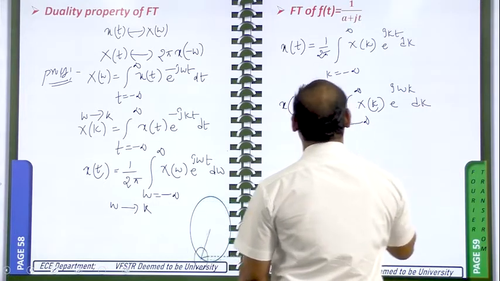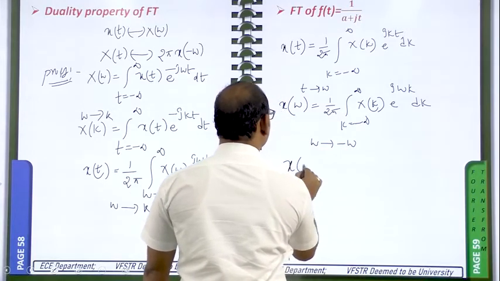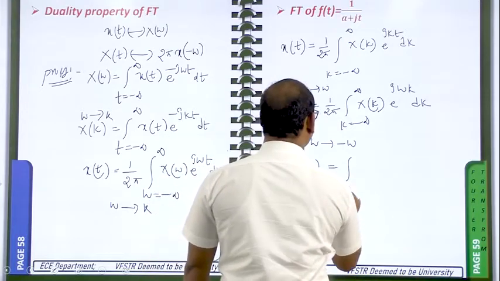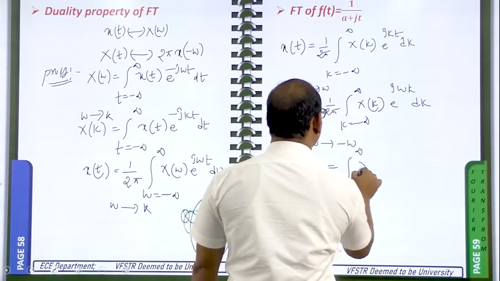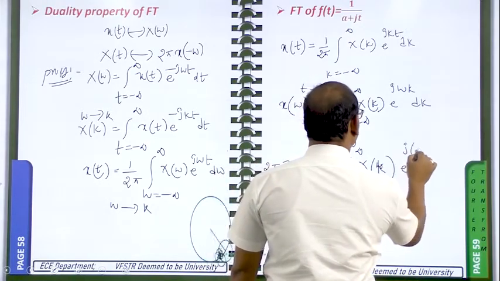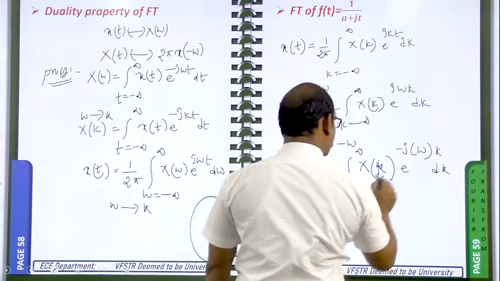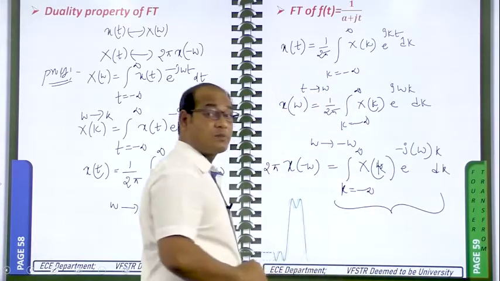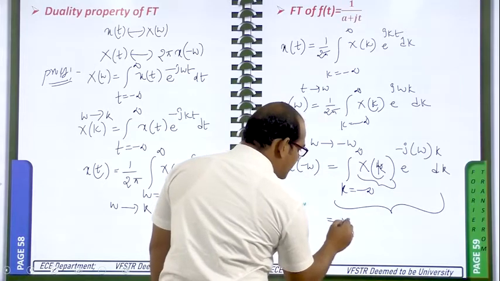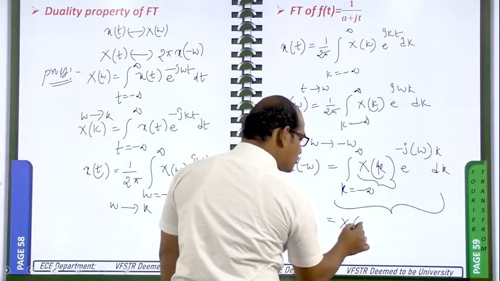This is dk. Now omega with minus omega, x of minus omega, send this 2 pi this side, is equal to integral k is from minus infinity to plus infinity, capital X of k e power minus j omega k dk. So this entire equation is looking like the Fourier transform formula only. This is the time domain signal. So for capital X of k or capital X of t, k can be replaced with t also, no problem.